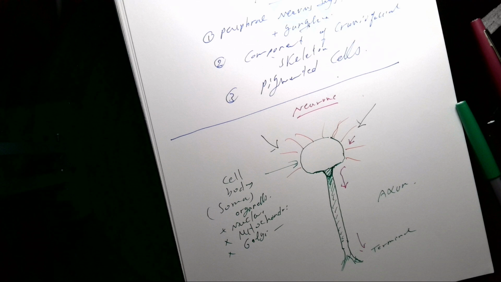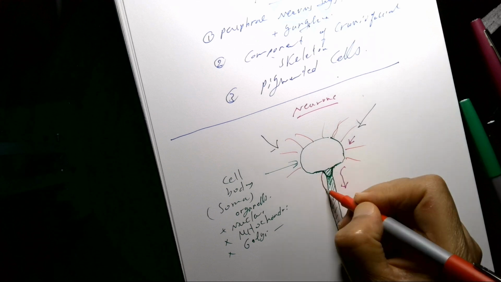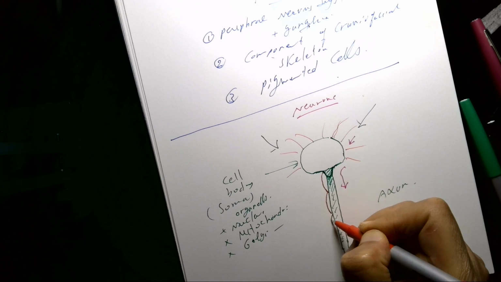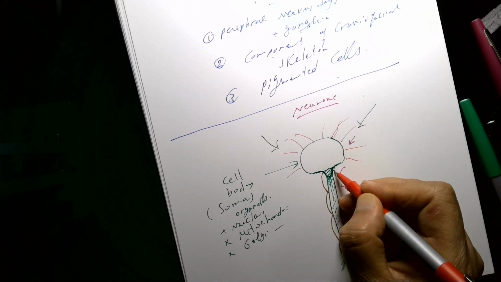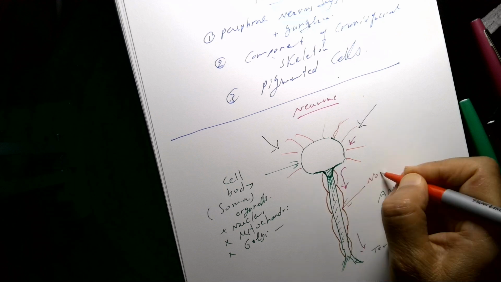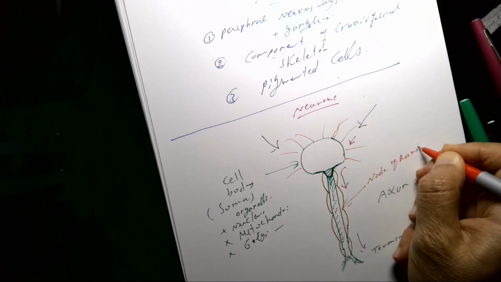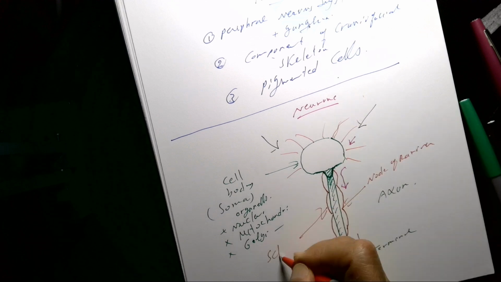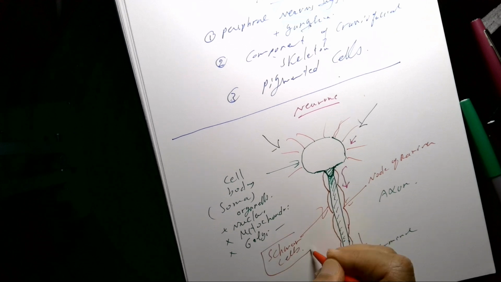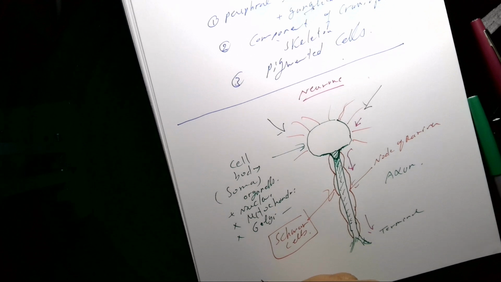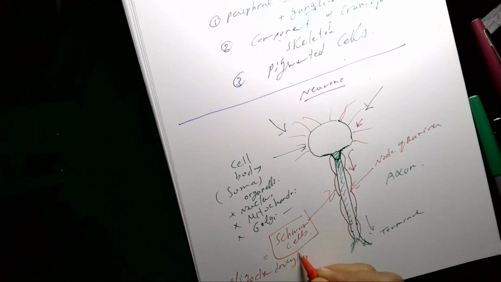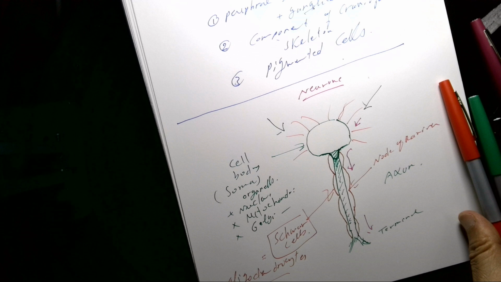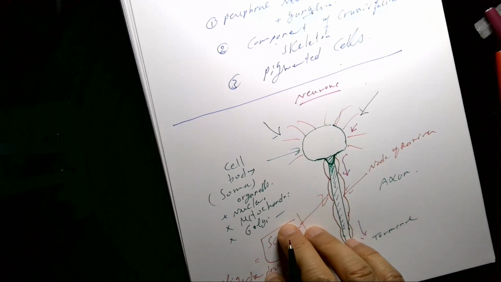This is surrounded by Schwann cells, which form the myelin sheath, and there are nodes of Ranvier in between, and again Schwann cells. Schwann cells in the CNS, inside the brain, are replaced by oligodendrocytes, which are one of the glia cells. Okay. The neuron, this is the nucleus.